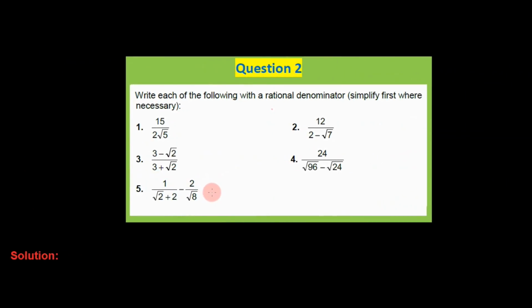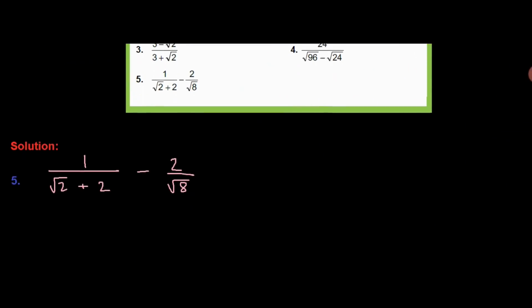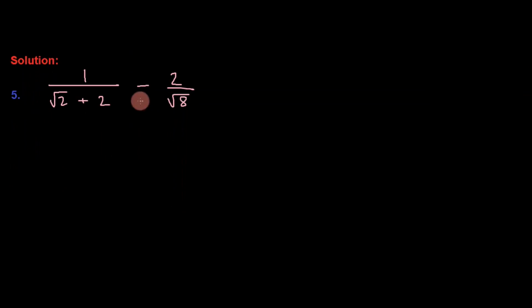Let's look at the last expression here. Here we have two terms, so we're going to rationalize them separately. So the first term is 1 over root 2 plus 2. And we can rationalize the denominator by multiplying both numerator and denominator by root 2 minus 2. So root 2 minus 2.